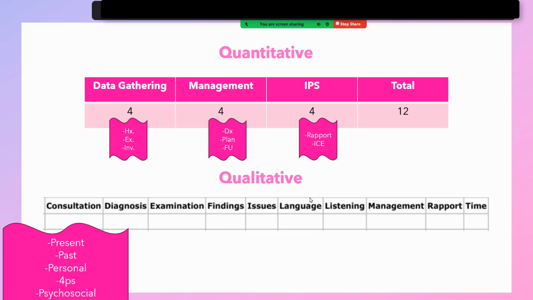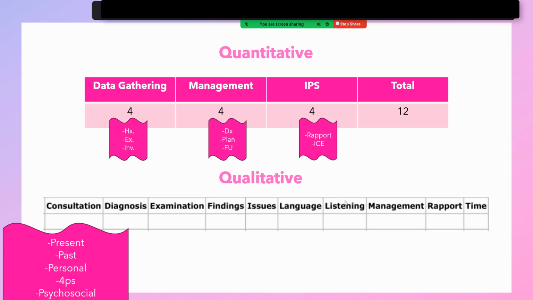In terms of language, you have to be simple, understandable to your patients. If you don't manage to do this, you will have a tick in language. Also, if you don't understand the patient, you will have a tick in language. This is in terms of language.